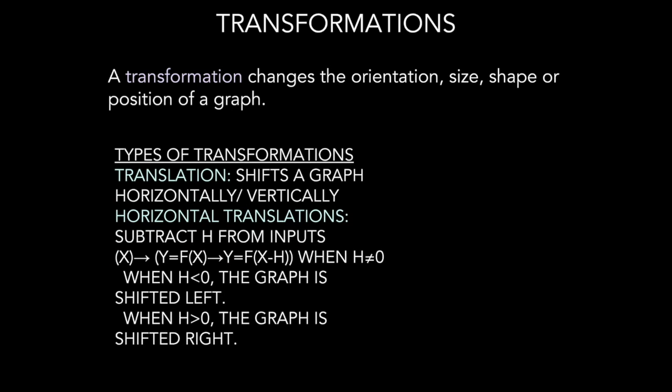There are several types of transformations. One is a translation. A translation shifts the graph horizontally or vertically. For horizontal translations, the function f of x minus h is used when h is not equal to 0. When h is less than 0, the graph is shifted left. When h is greater than 0, the graph is shifted right.